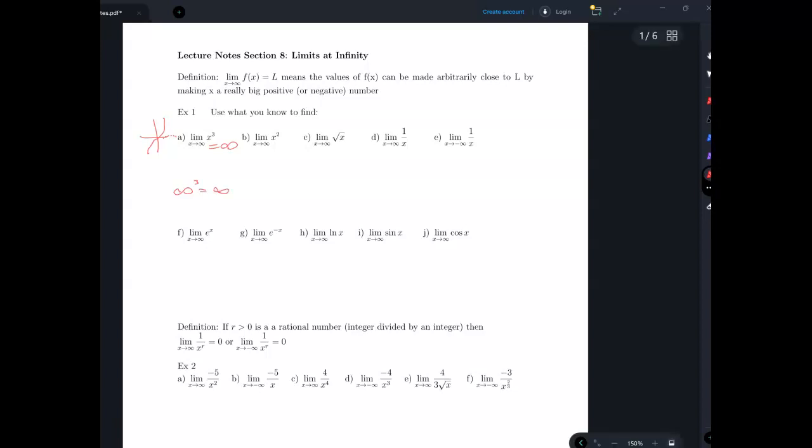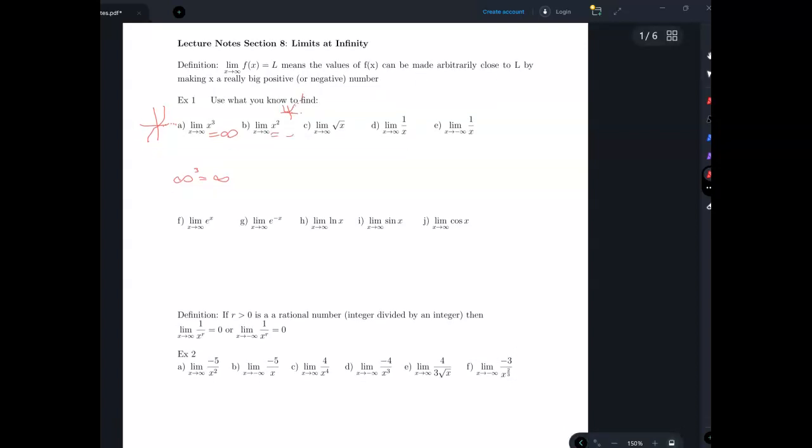Let's do the same with y equals x squared. Graph looks like that. x is going to infinity, y's are going to infinity. So that also implies that infinity squared is infinity. Root x, you know what that graph looks like. As x's are going to infinity, the y values are slowly getting up to infinity. So that means square root of infinity is infinity.